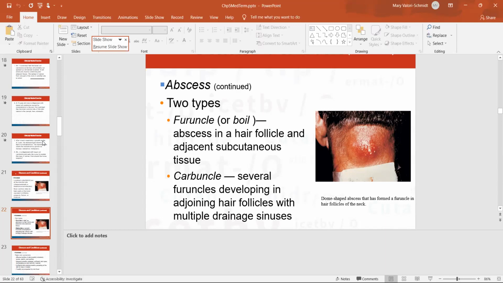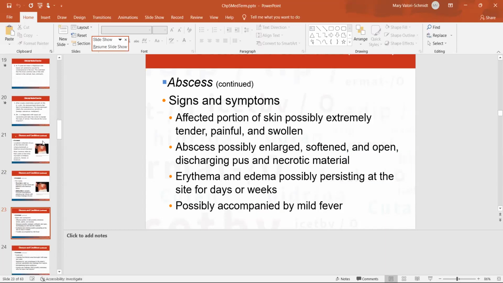Then a carbuncle is a few of those furuncles that develop in adjoining hair follicles. So in other words, there's a bunch of them that kind of all conjoin together with different drainage sinuses that kind of all meet, right? So that's even a little more painful and difficult to deal with.